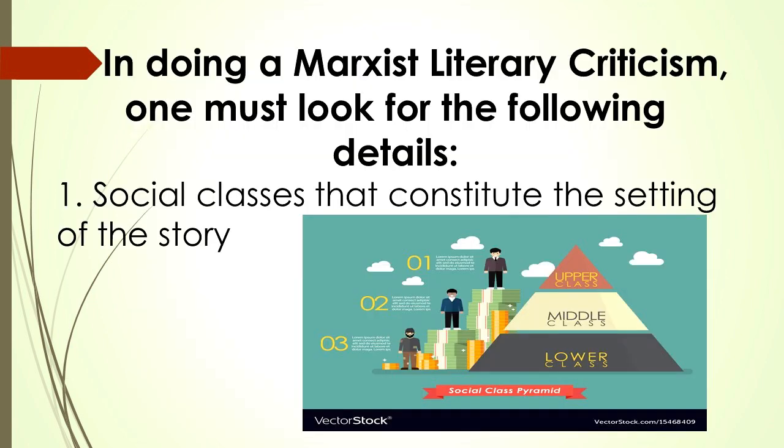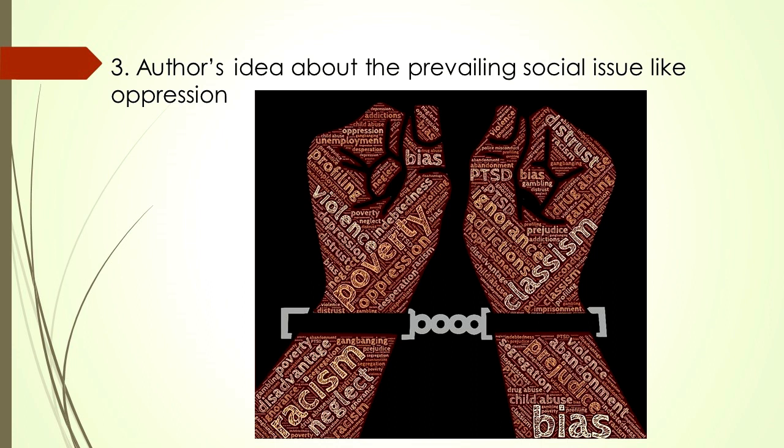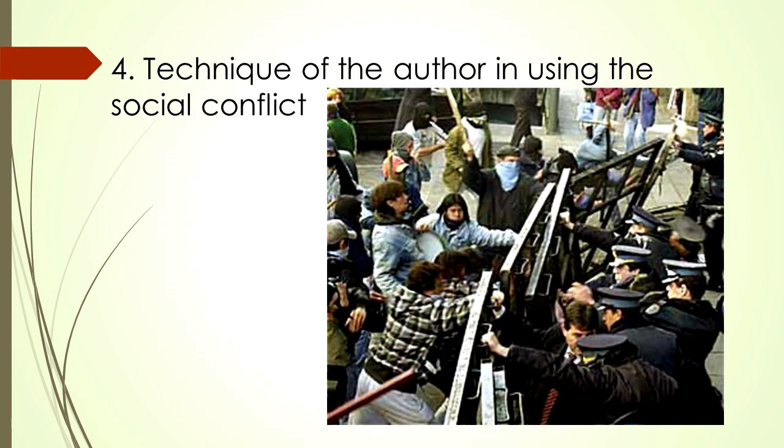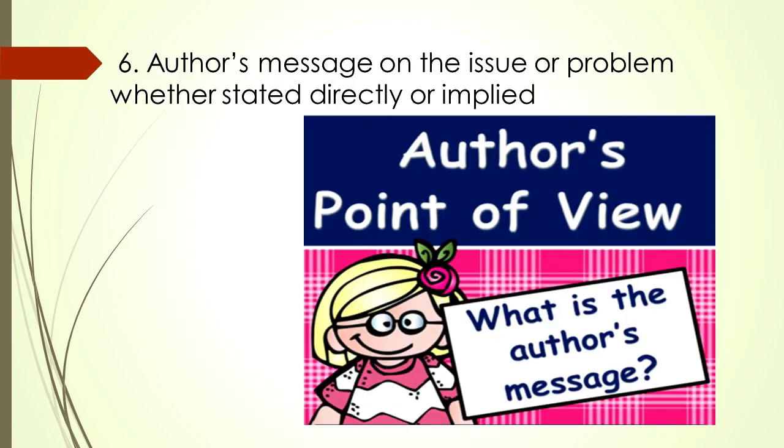Now, class, in doing a Marxist literary criticism, you have to look for the following details. Number 1, social classes that constitute the setting of the story. Number 2, the characteristic of such social classes. Number 3, author's idea about the prevailing social issue, just like oppression. Number 4, the technique of the author in using social conflict. Number 5, resolving the embedded issue or problem.